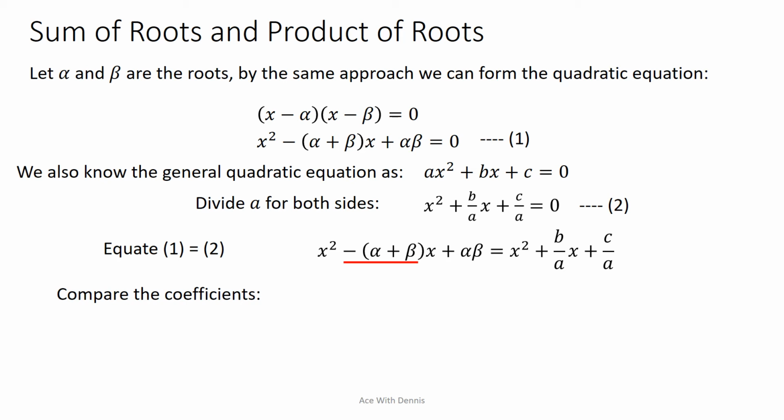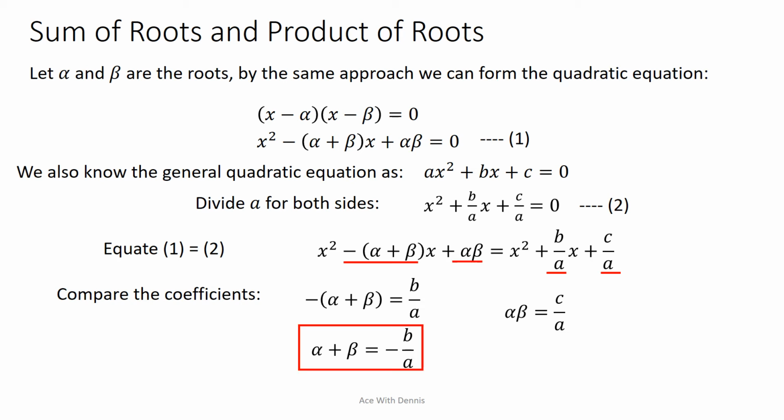The first one is negative (alpha plus beta) to b over a. Hence, negative (alpha plus beta) equals b over a. Simplify, it becomes alpha plus beta equals negative b over a. Next, we compare alpha beta to c over a. Hence, alpha times beta equals c over a. These two are important formulas related to sum of roots and product of roots. The first formula is the sum of the roots, and the second formula is the product of roots.